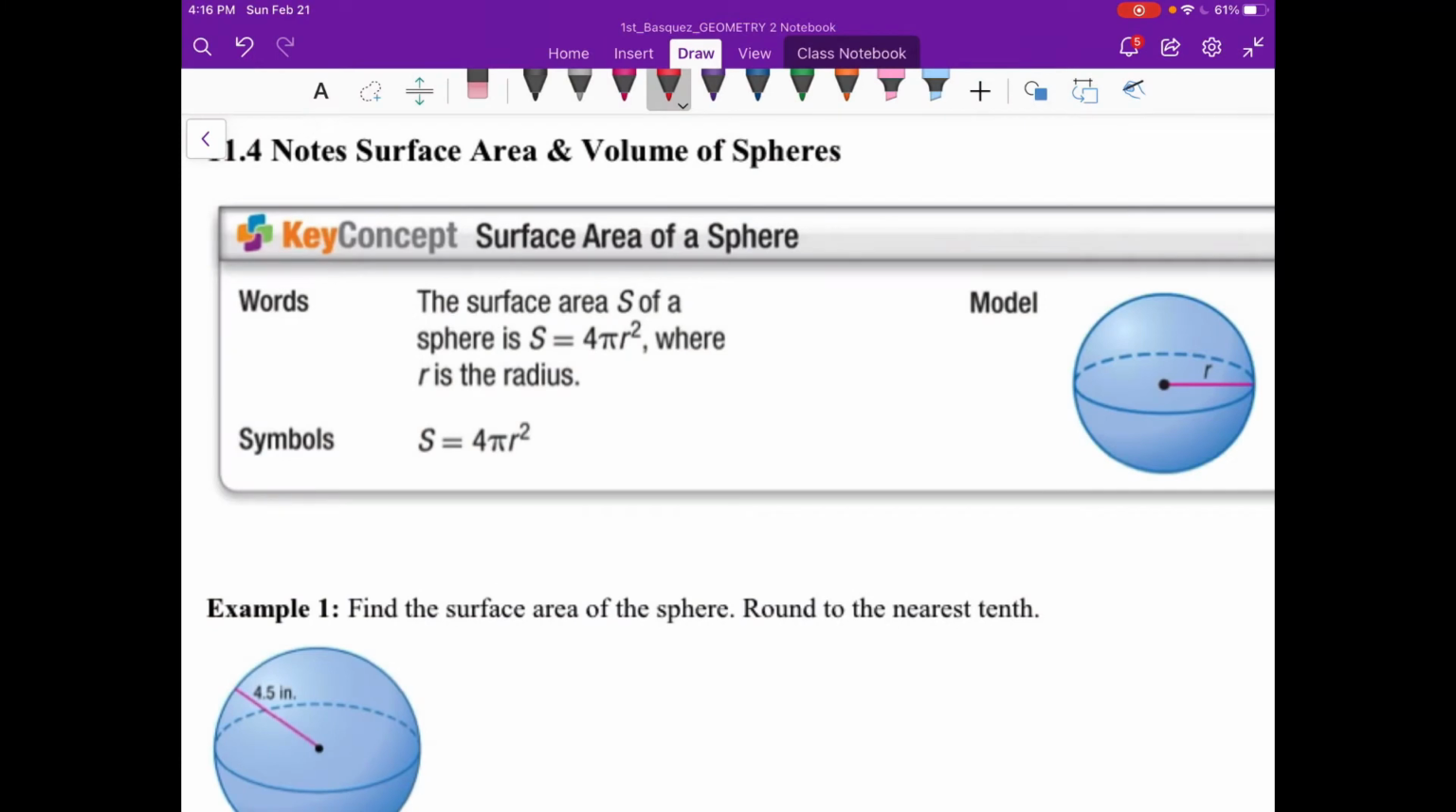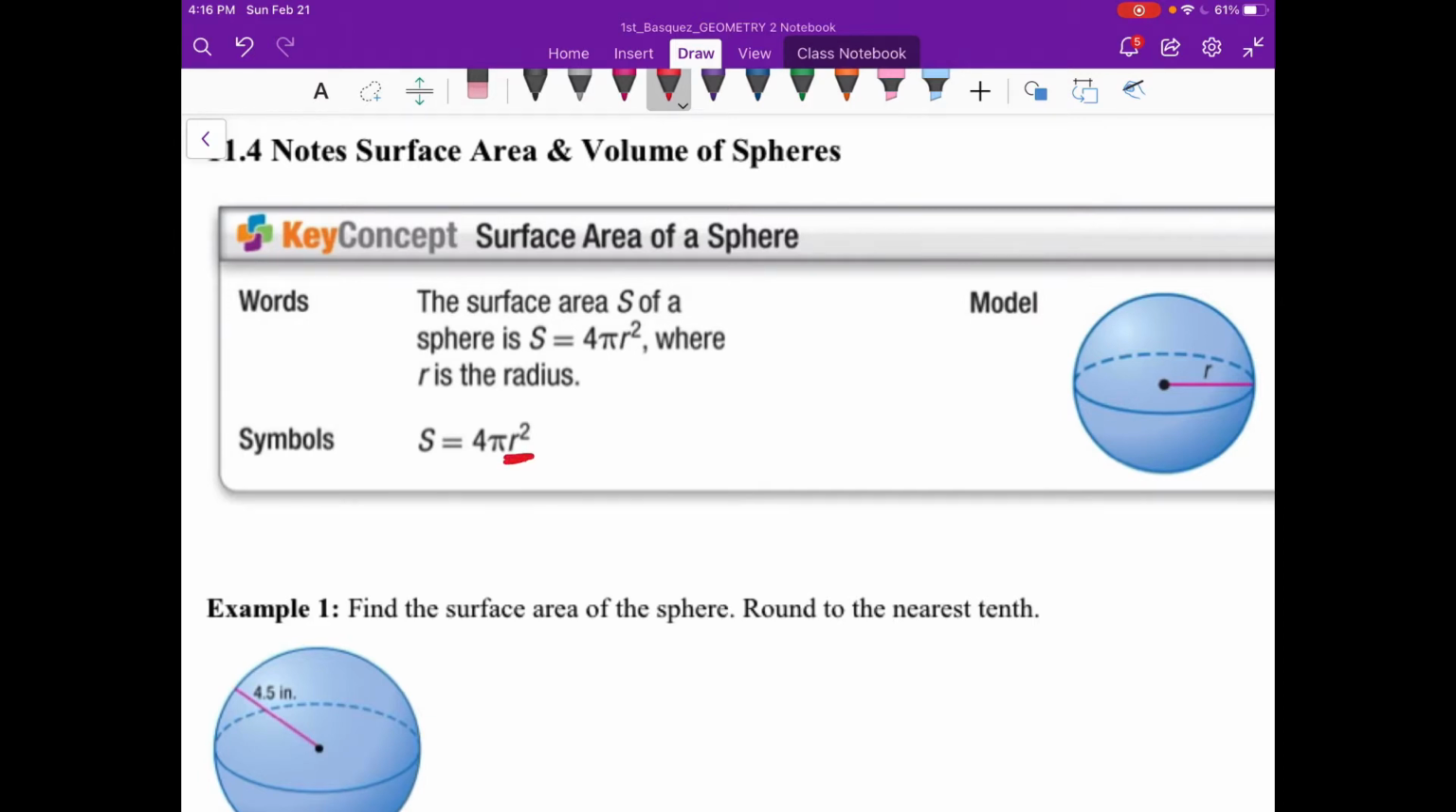In this set of notes, we'll be talking about surface area and volume for spheres. And these formulas really only require you to find the radius. That's really all you need to figure out the surface area and volume of our spheres. It's really important that you pay attention when we're doing surface area, the keyword area there.